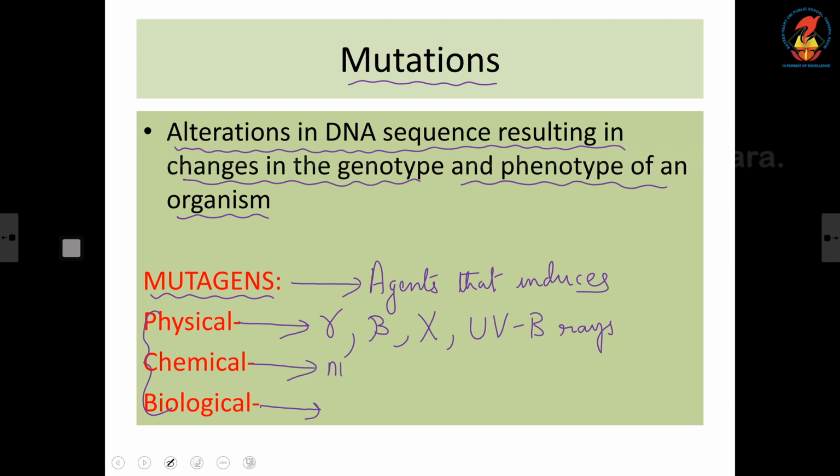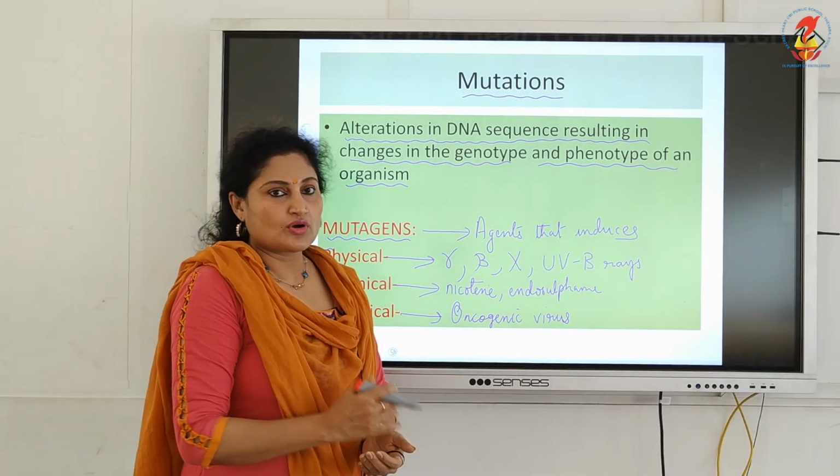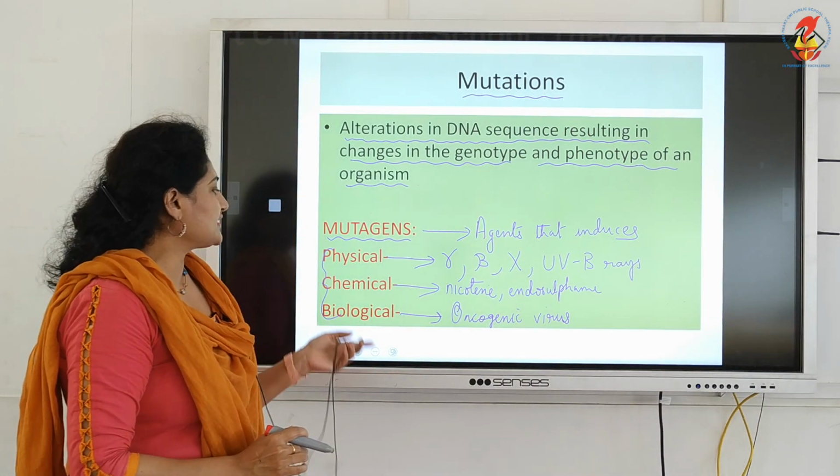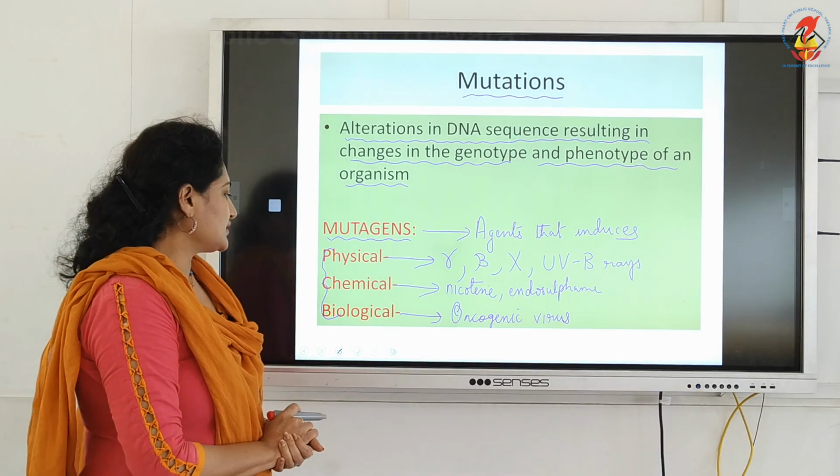Chemical mutagens, we know nicotine present in cigarettes, then certain pesticides like endosulfan, etc. are mutagenic, that is they cause mutations or cause chromosomal or DNA alterations, and biological mutations are caused due to biological agents like oncogenic viruses. They also bring about mutation. So, this slide deals with the topic what is mutation and the mutation causing agents called mutagens, which are broadly classified into physical, chemical and biological agents.